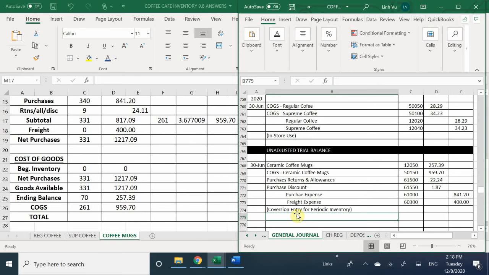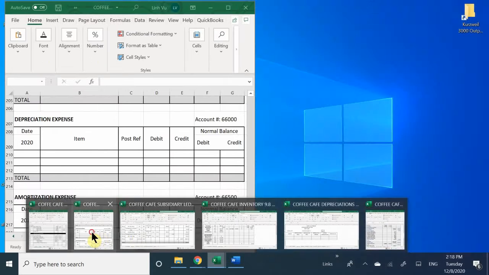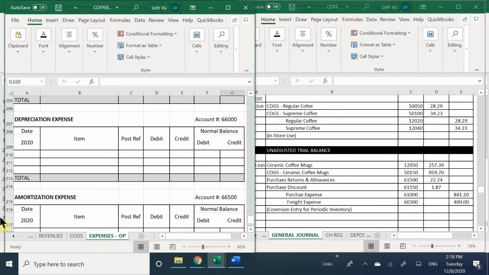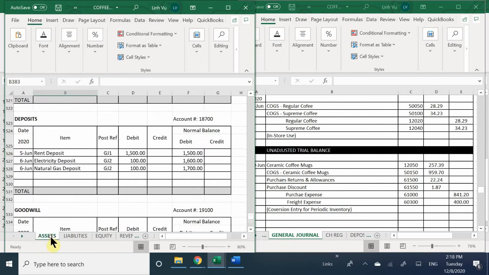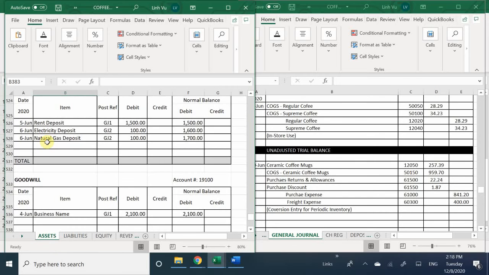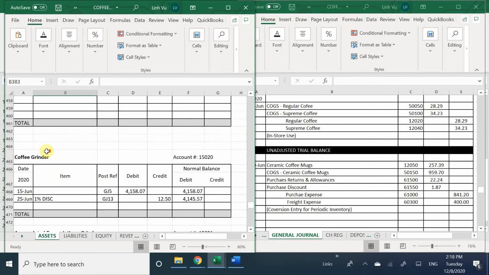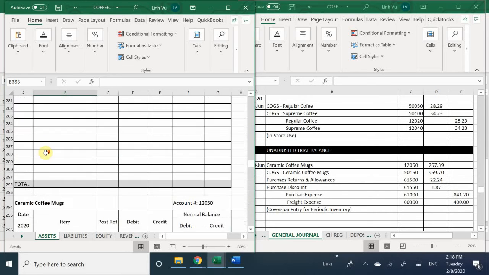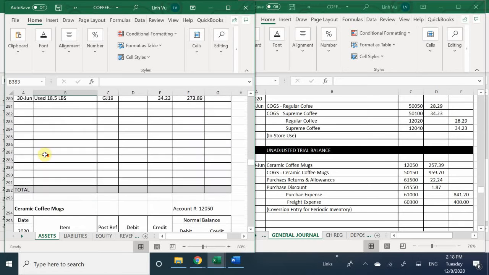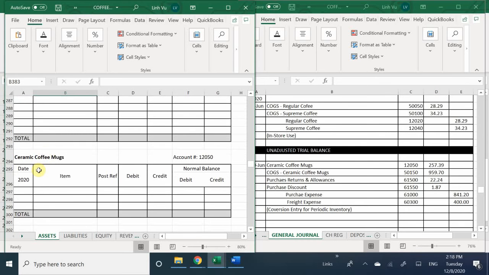We can put the inventory sheet down because now we have to go to the ledger. Ledger. Okay. And the first one is going to be under the assets. So number 12050. Okay, so here's my ceramic coffee mugs. We're still on the 30th, yeah? Yes.